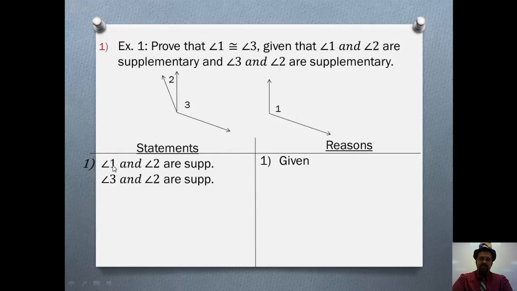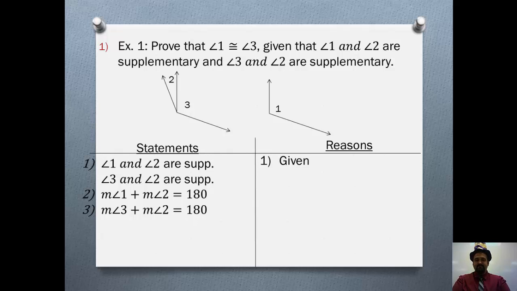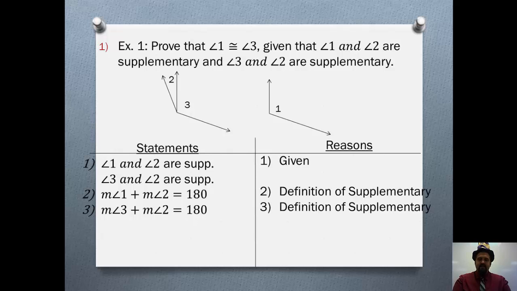However, I can change something about angle 1 and angle 2 being supplementary. If they're supplementary, that means their measures add up to 180. I'll say that. Similarly, the other part of my given, I could say measure of angle 3 plus measure of angle 2 is 180 degrees. For both of these, I will say, well, if they're supplementary, that has to be true. So that's really what it means to be supplementary. And if it's what it means to be supplementary, that means it's the definition of supplementary angles that allows me to do this.